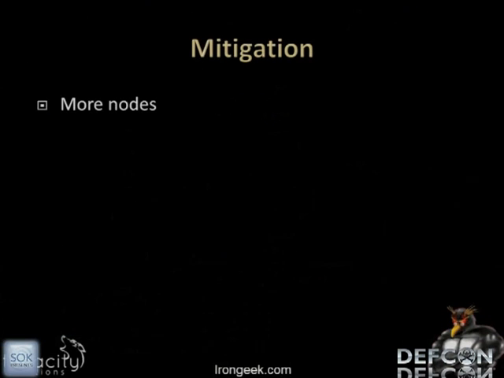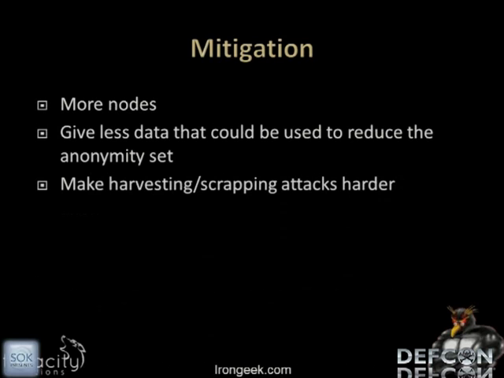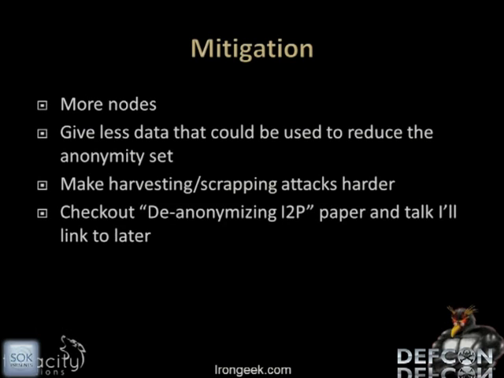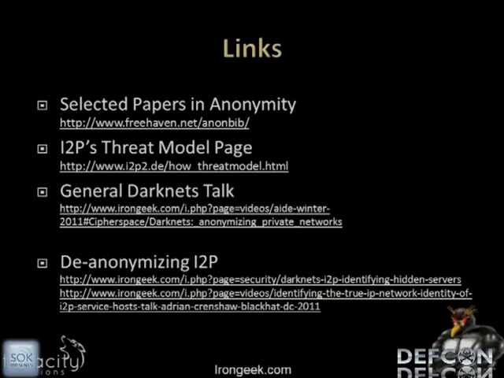Mitigations, well, more nodes helps, being a smaller needle in a larger haystack. Giving less data also helps, which is a good reason why in I2P we pulled out the server header in newer versions, making harvesting and scraping harder. Check out my article on de-anonymizing I2P later on, where I go into a lot more detail of how those attacks work. Various links are out there if you want more information on this, and this is all on your DEFCON CD.